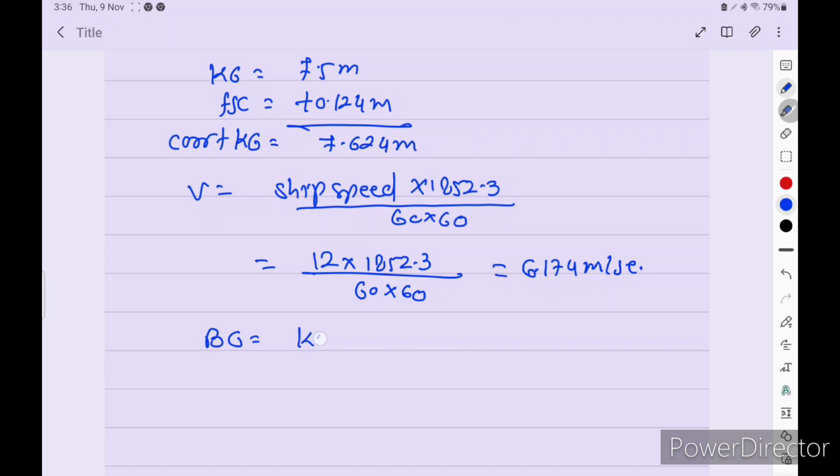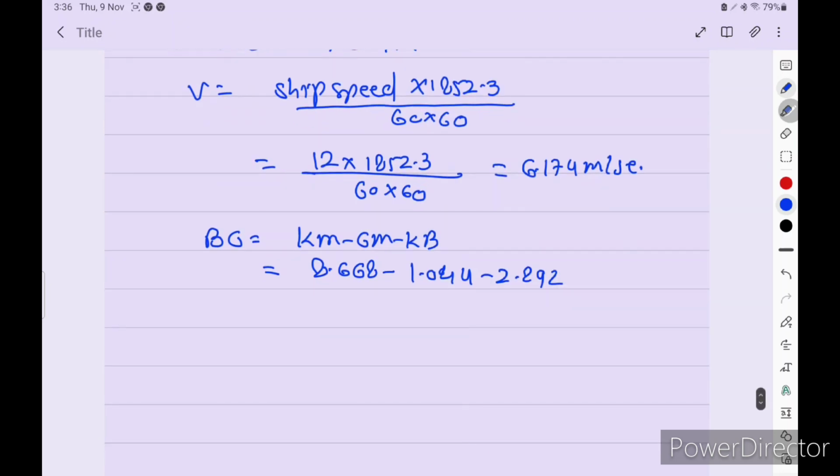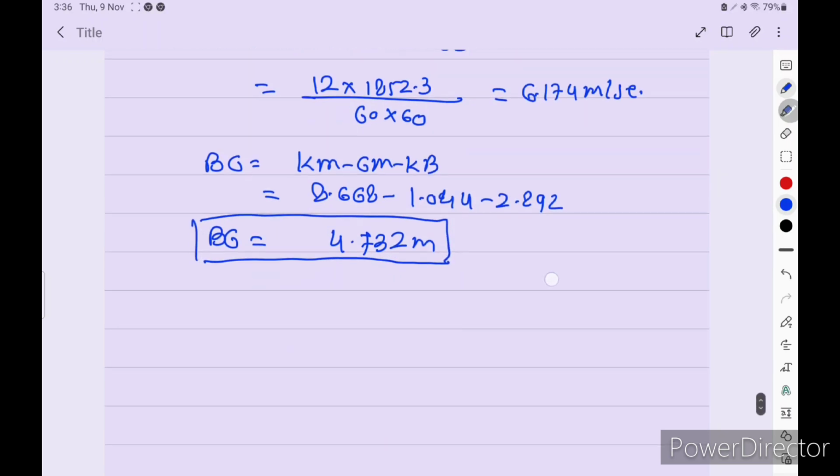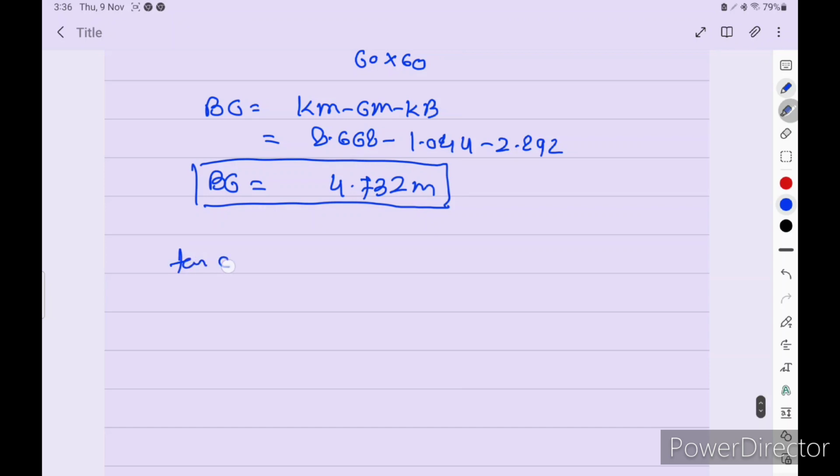Bg is equal to KM minus GM minus KB, 8.668 minus 1.044 minus 2.892. So Bg we get 4.732 meter. Now put the value in the formula.